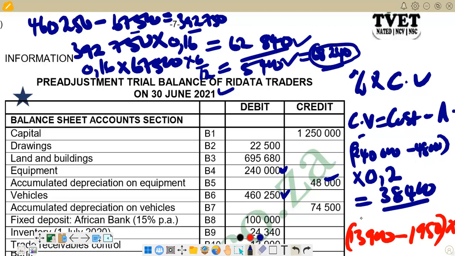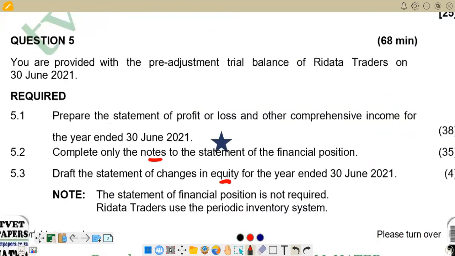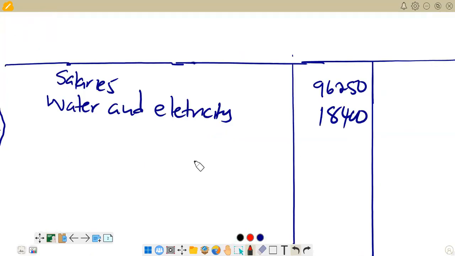And then for equipment, we found it here is 38,400. So total depreciation that we are going to put in the statement of comprehensive income, we're going to add this one plus this one to get the total. So we can just go ahead and summarize that for the sake of depreciation. So here now we say depreciation.